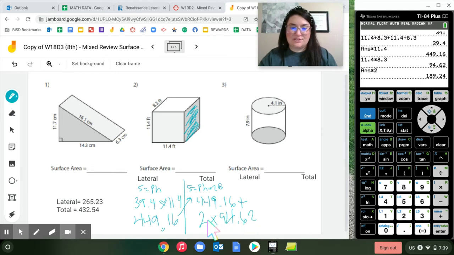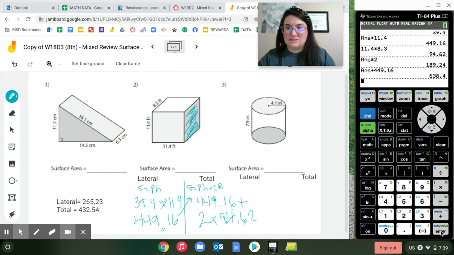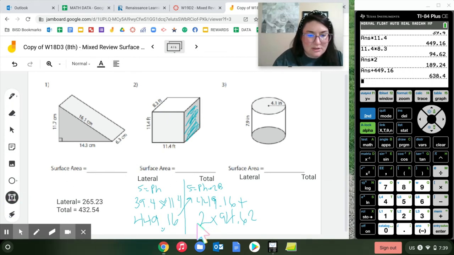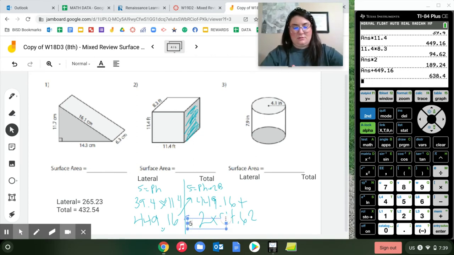So I'm just working backwards because that's order of operations. This times 2 will give me my 2 bases over here. Sorry, you can't see my finger. Over here. Plus my lateral. 638.4. And I'm kind of running out of room. I am just going to, let me get a little text box here. All right, so that's the answer down here. All right, there we have it.